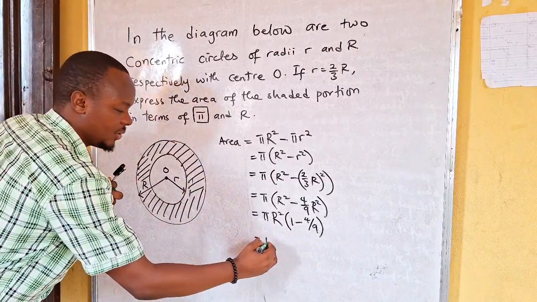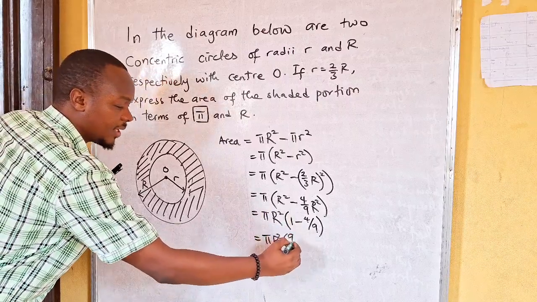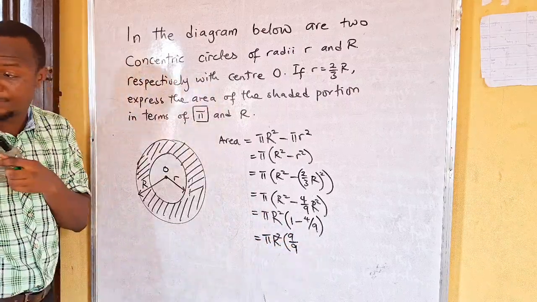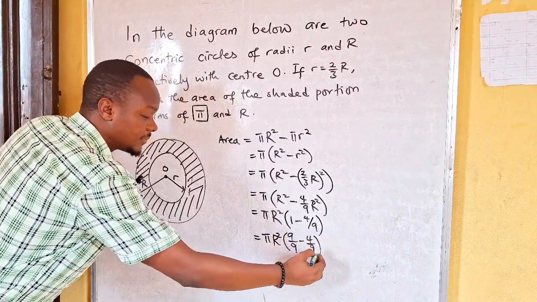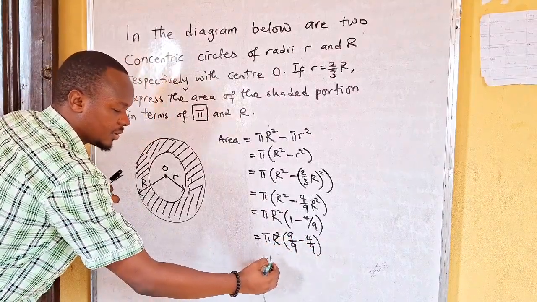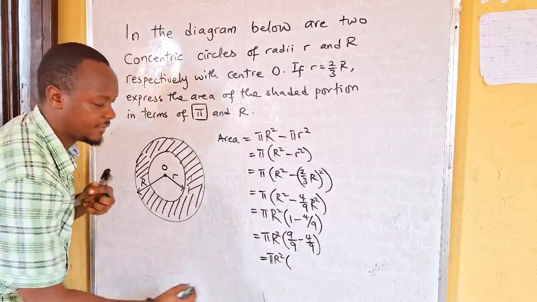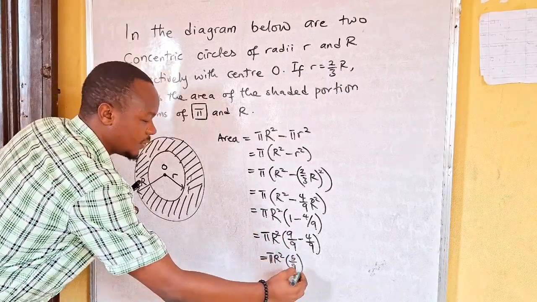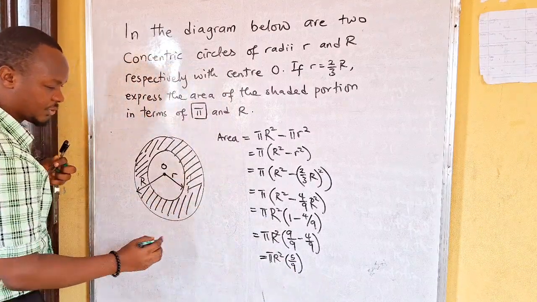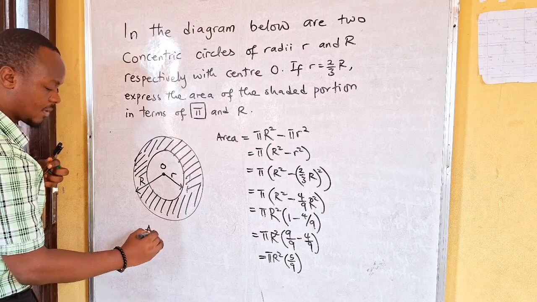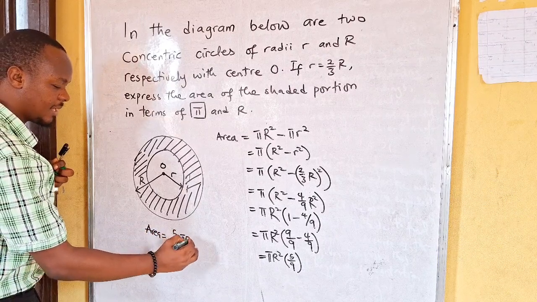We can easily do it by changing 1 to 9 over 9. 9 over 9 is the same thing as 1. 9 divided by 9 is 1. So 9 over 9 minus 4 over 9. What would that give you? 9 minus 4, that's 5. So that's 5 over 9. So your final answer becomes, so the area of the shaded portion in terms of pi and R would be 5 over 9 pi R squared.